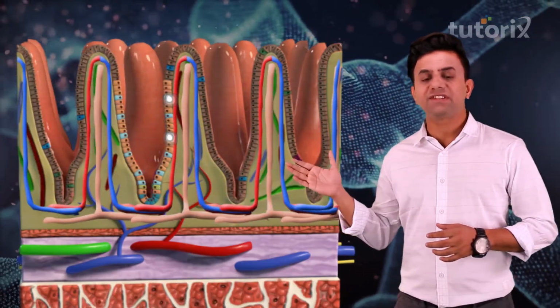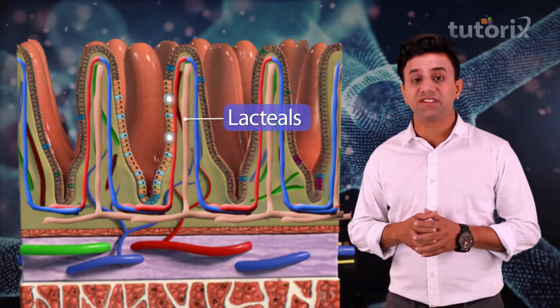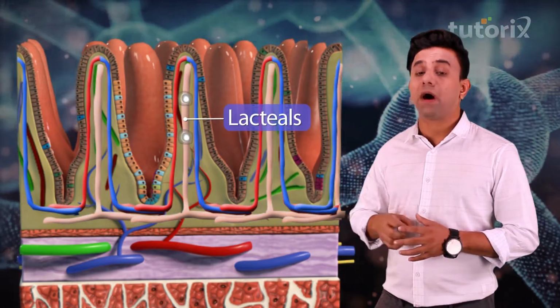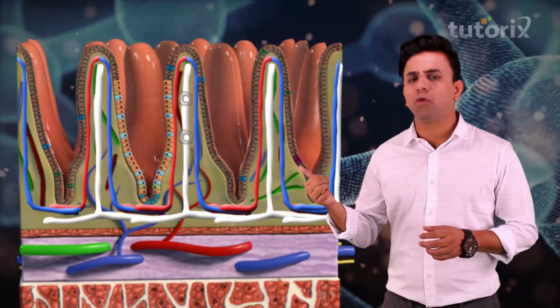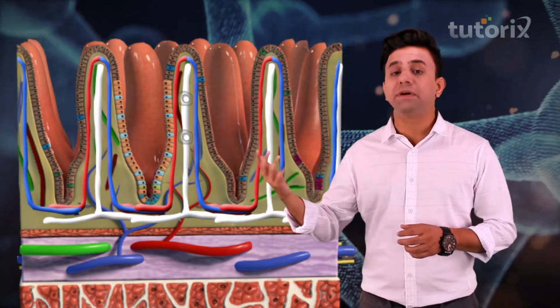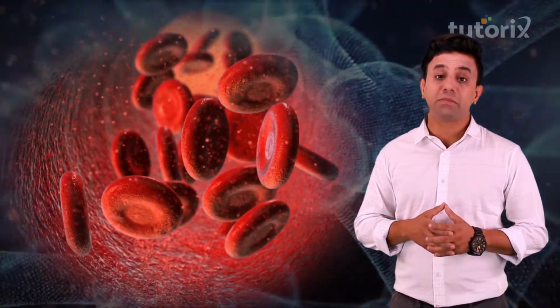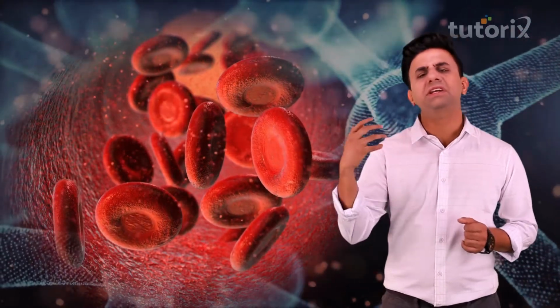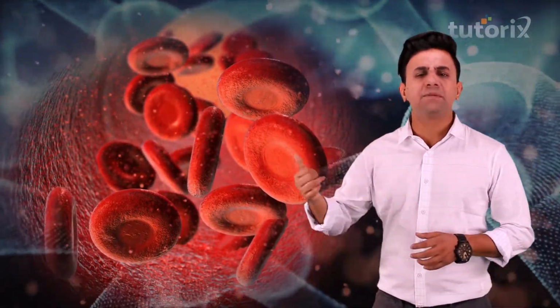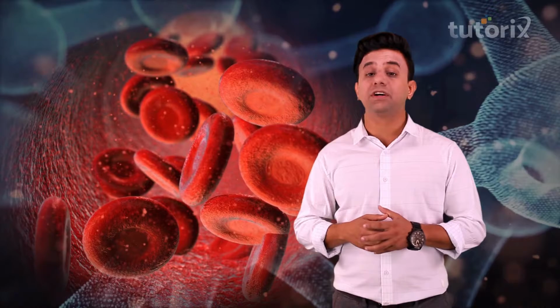So these lymph vessels of the villi, which are known as lacteals, will absorb the chylomicrons, and these chylomicrons will be ultimately drained into the bloodstream, and hence we see that the entire fat molecule has been absorbed into the blood circulation. Now let me tell you something really very interesting.